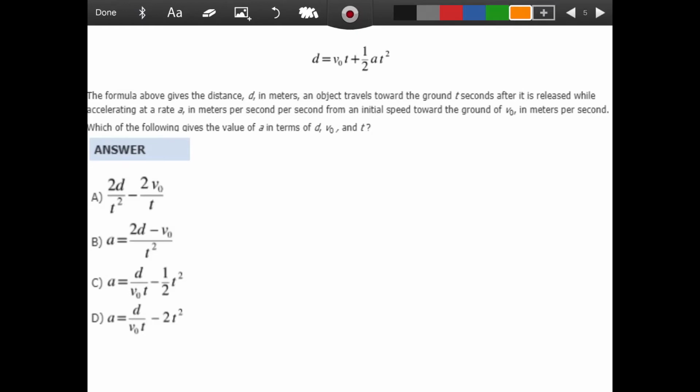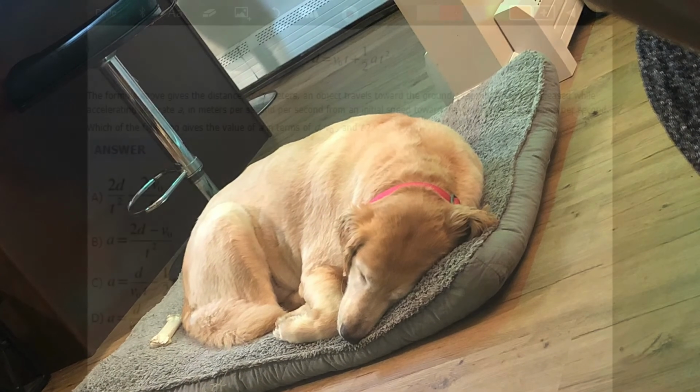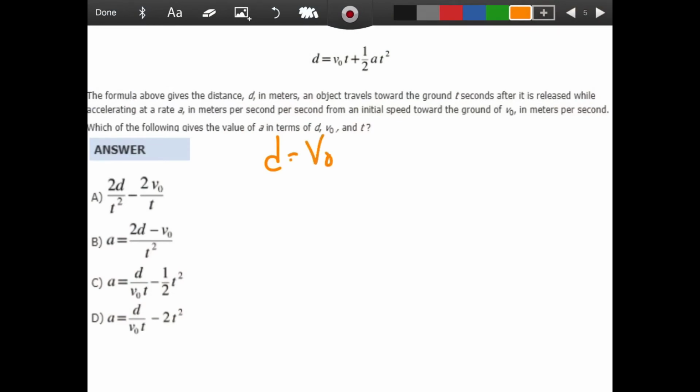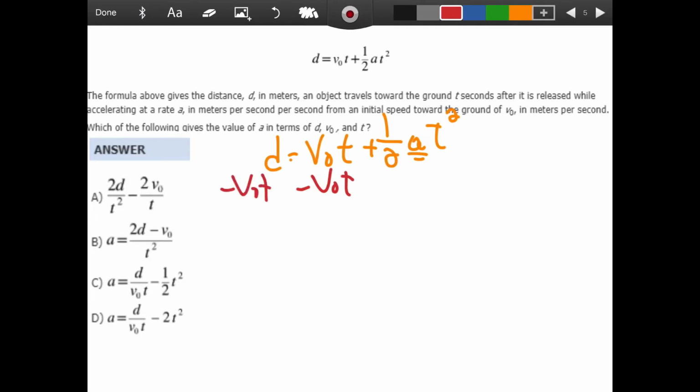So basically we want to rearrange this equation to solve for this a. It's always helpful to rewrite your equation. And now we're looking for this a. So let's start solving. We want to make sure we get a by itself. So I'll move this over. Equals 1/2 a t squared.